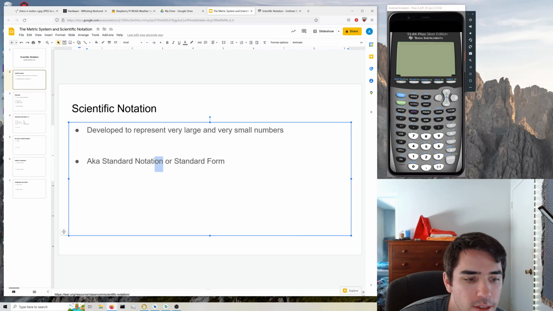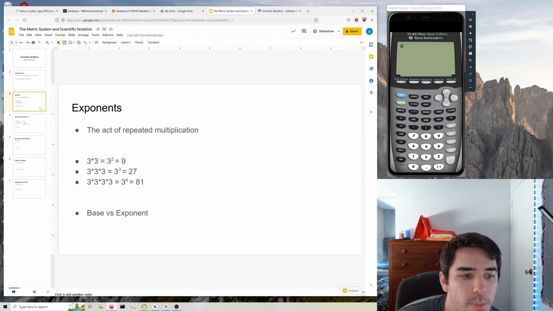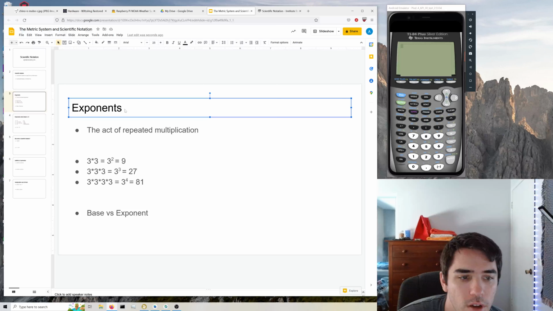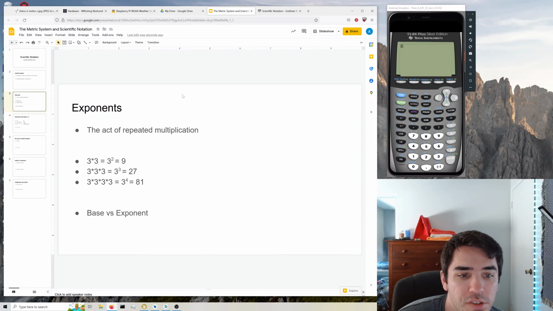It's also known as the standard notation or the standard form. But before I talk more about scientific notation and do some examples, I want to talk about exponents, because you need to understand exponents in order to fully understand scientific notation.